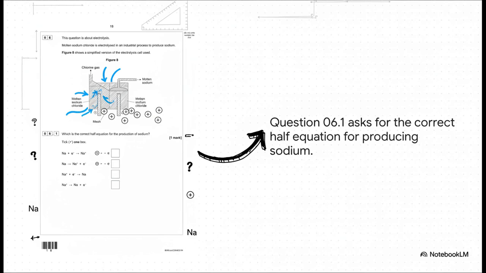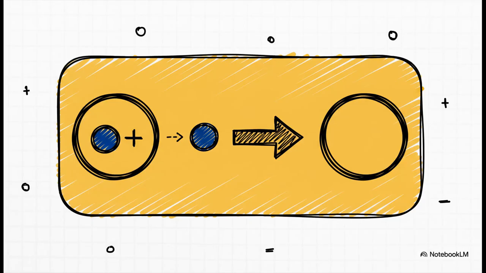Remember, a half equation just zooms in on what's happening at one of the electrodes. In this case, we need the one that shows how a sodium ion becomes a sodium atom. And boom, here's the answer, right from the official mark scheme. It's a positive sodium ion plus an electron, giving you a neutral sodium atom. This all happens at the negative electrode, the cathode. See, that positive sodium ion gets pulled towards it. It grabs an electron. We call that reduction, by the way, and just like that, it becomes a sodium atom.